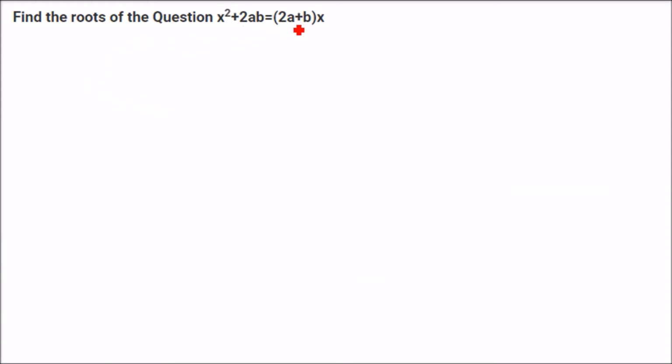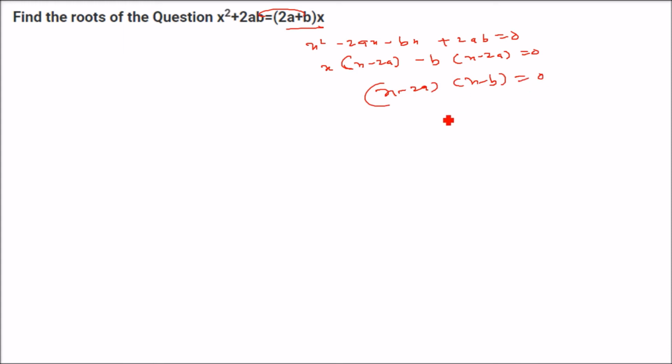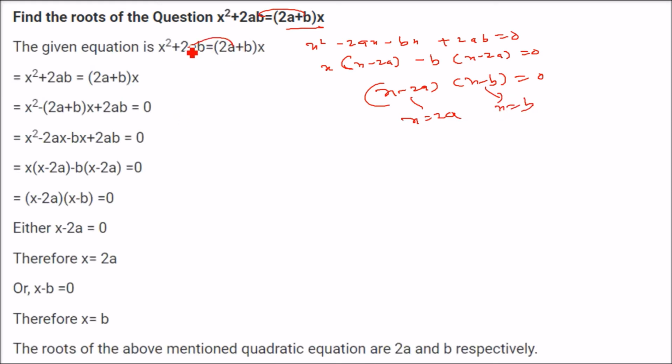Find the roots of this equation. So x square minus 2ax minus bx plus 2ab equal to 0. I took this here and expanded it. So you can take x common from here, you will get x minus 2a. You can take minus b common from here, x minus 2a equal to 0. So x minus 2a and x minus b are the factors. This will give you x equal to 2a and this will give you x equal to b. So this is how we are going to do it.